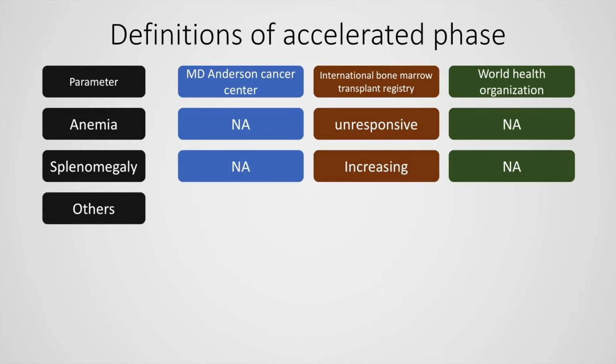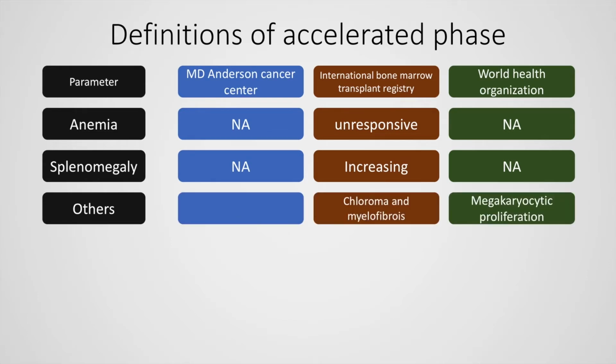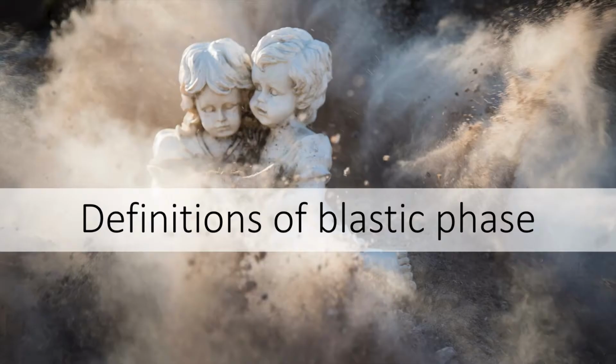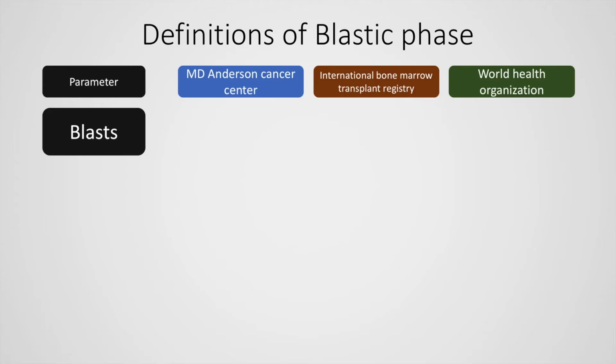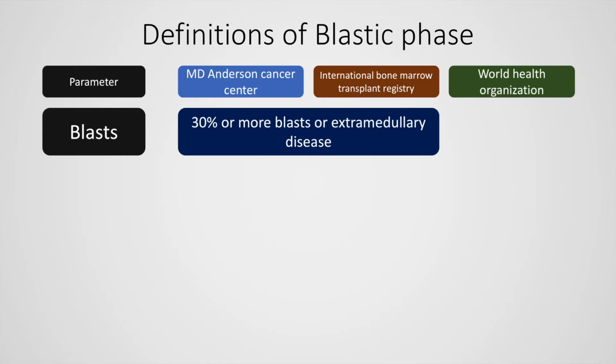Increasing splenomegaly is also a diagnostic criterion according to the International Bone Marrow Transplant Registry, and presence of chloroma and myelofibrosis or megakaryocytic proliferation may also indicate accelerated phase according to the International Bone Marrow Transplant Registry and World Health Organization respectively. The definition of blastic phase is more straightforward, with 30% or more blasts or extramedullary disease, according to the first two organizations. The World Health Organization defines blastic phase as more than 20% blasts.